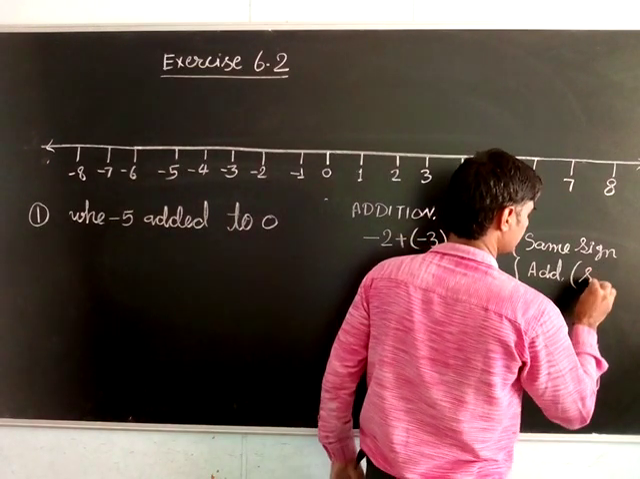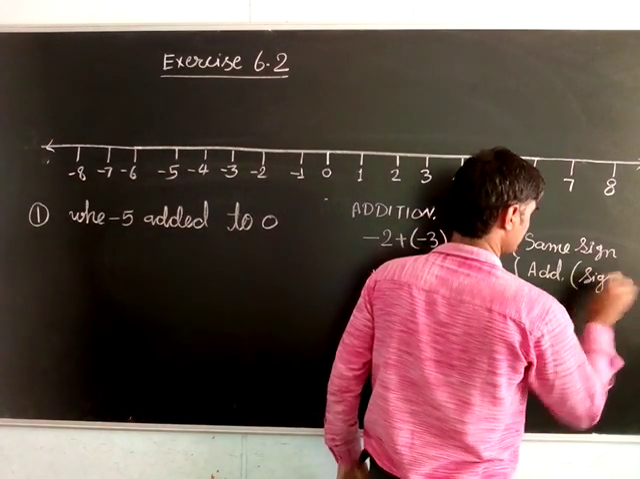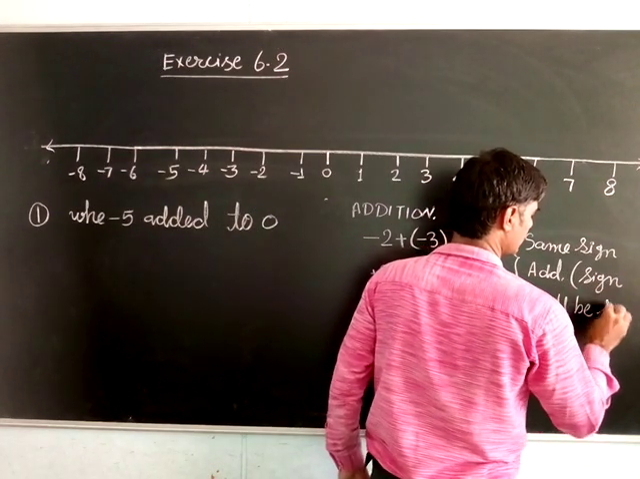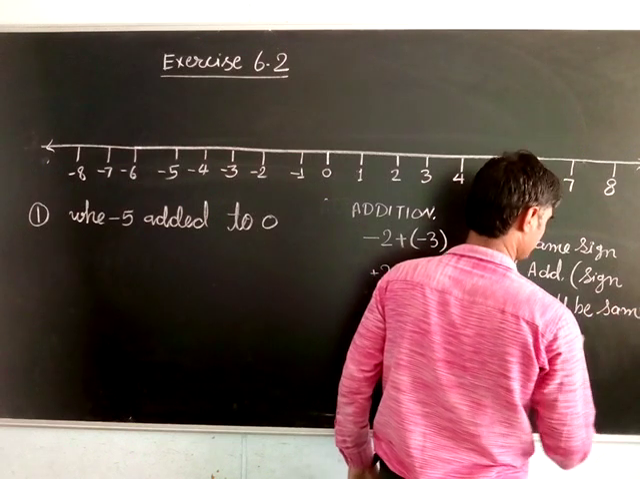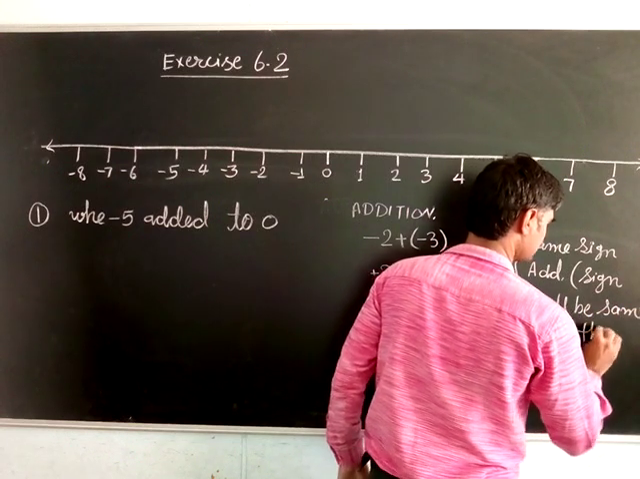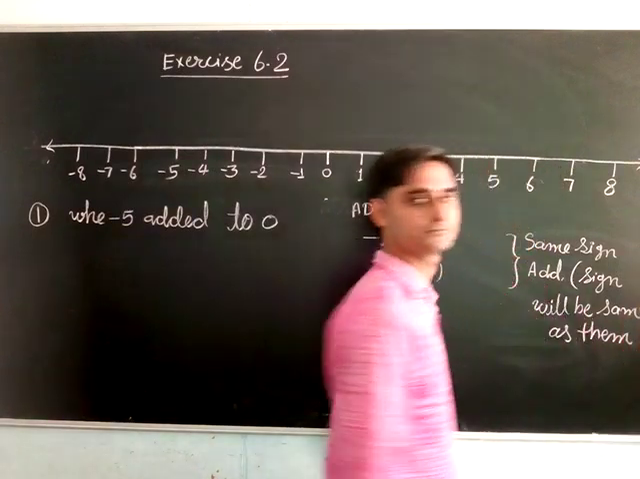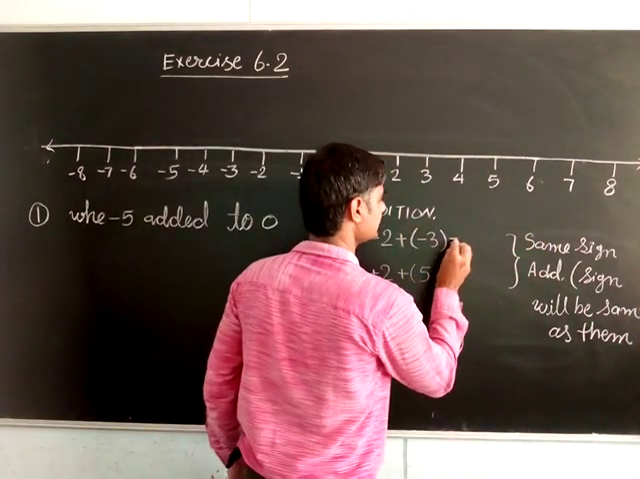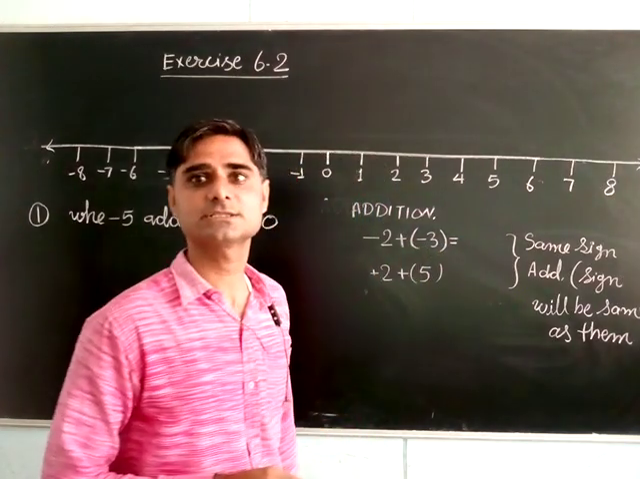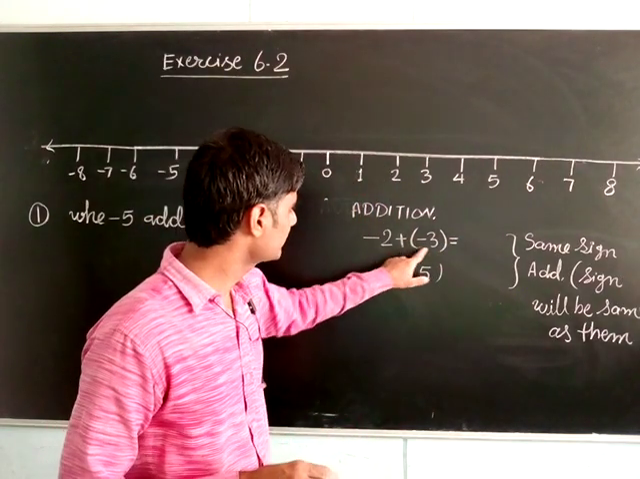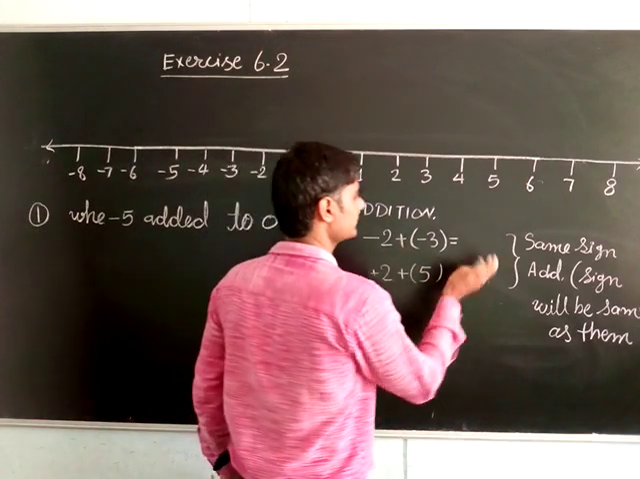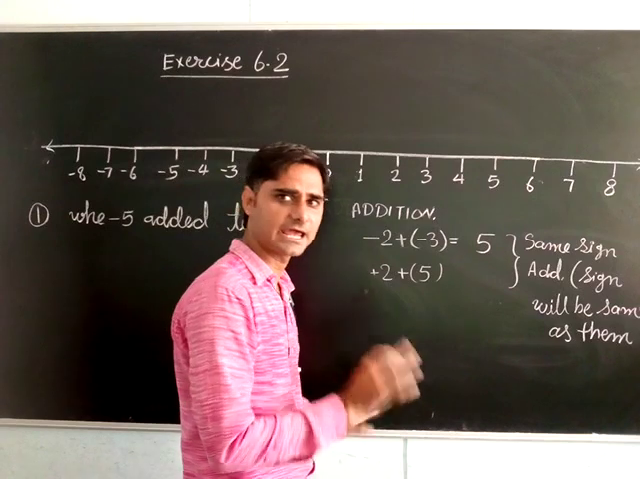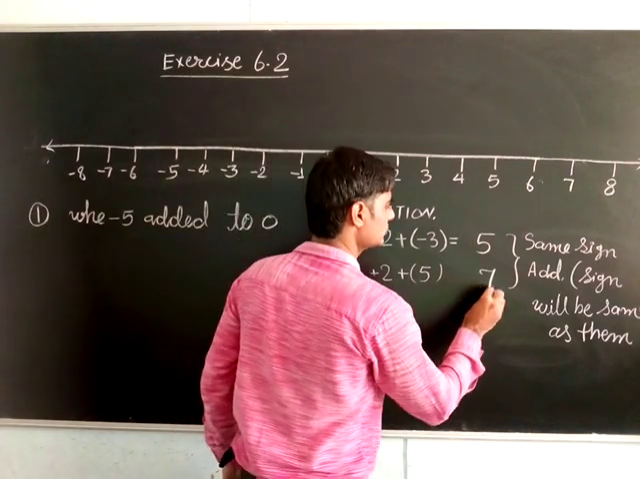And here I am writing sign will be same as that. What sign is given here? The same will come. How? See here, -2 and -3. Having same sign, just add them. 3 plus 2 equal to 5. Here also having same sign, just add them. 5 plus 2 is equal to 7.